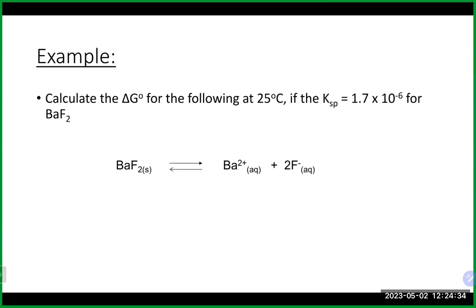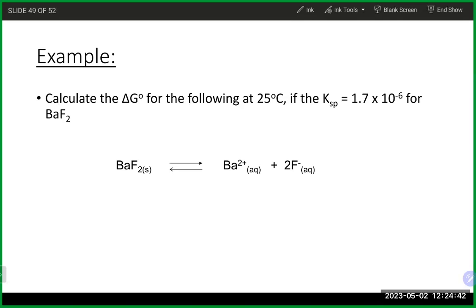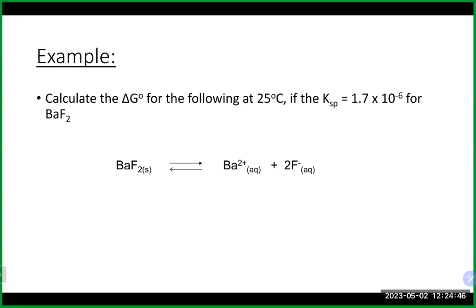All right, then let's try this one here. Calculate the delta G naught for the following, if the KSP is 1.7 times 10 to the minus 6. And there's our equation. Okay, so once again, we do have an equilibrium constant value given to us, doesn't matter what type. So that makes our decision pretty simple, to roll with the same equation.